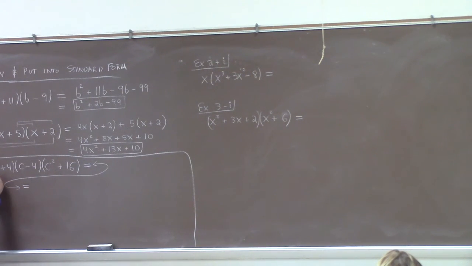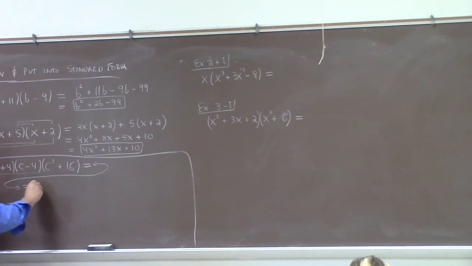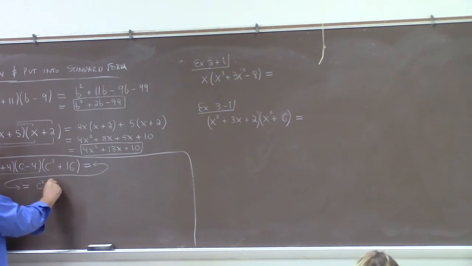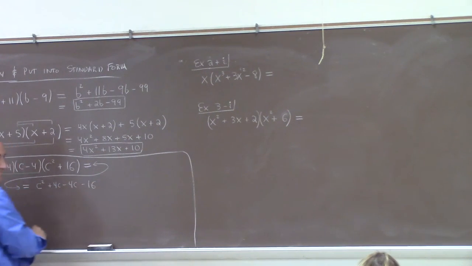So I agree with you. I think it's easiest to multiply these two first. Multiplication is associative and commutative, so you could do these two first and then multiply by that, or you could multiply these two first and multiply by that. Shouldn't make a difference. But I think you're right. These two are easiest because when you multiply, what do you get? You get c squared plus 4c minus 4c minus 16.